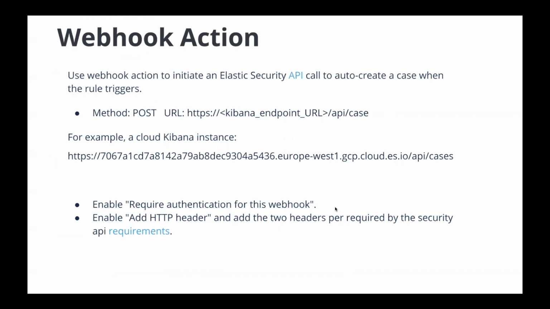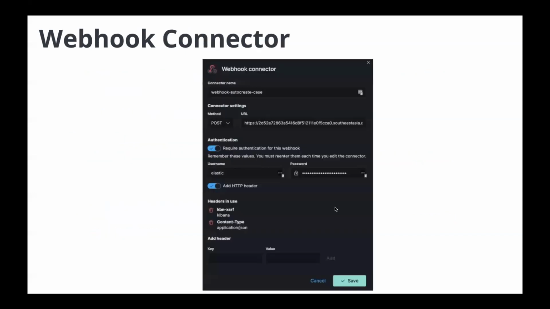The last but not least thing here will be the rule action. We'll be using the Webhook action to initiate an API call to auto-create a case when the rule triggers. So basically this completes the overall workflow. Something to take note of is the POST URL method, the syntax, and the settings that are required. In summary, the screenshot here will give you a rough idea of how to set it up.